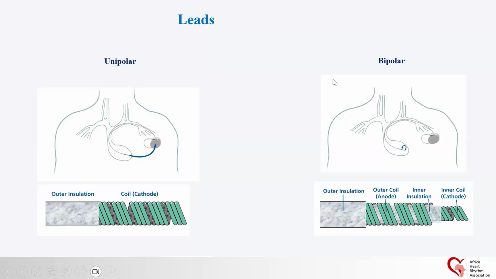So today we use only bipolar leads. Why? It's especially to improve the detection or the sensitivity, and especially to avoid the detection of myopotentials or other signals that can arise from outside, and that can affect the function of the battery, of the pacemaker.